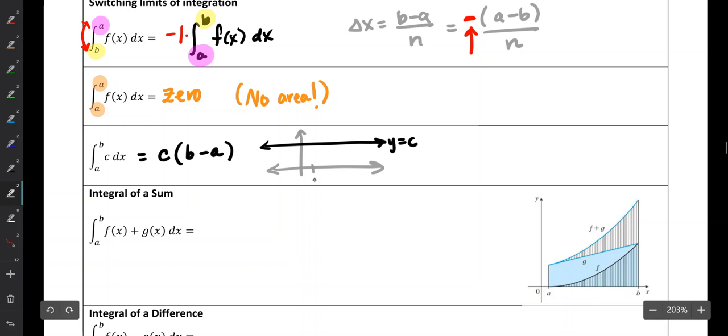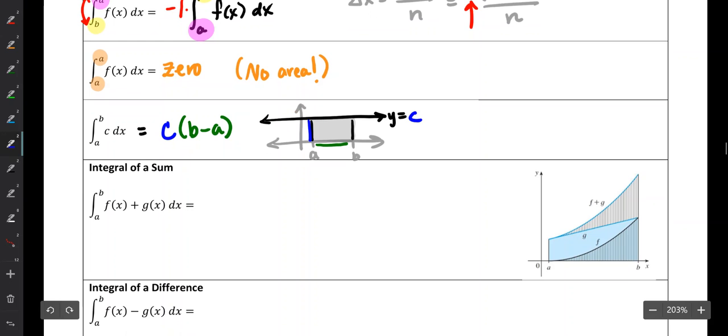Going from x equals a to b, what does this definite integral represent? It represents the area under that constant function. Y is always c, bound by these vertical lines. X is a, and x is b. What's the base of that rectangle? The base is b minus a. What's the height of this rectangle? It's c. All right. This is really delightful.